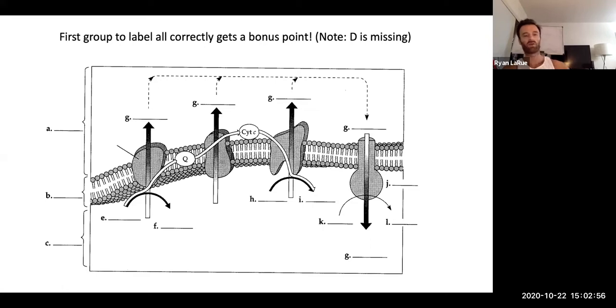basically in your notes, I want you to have A, B, C, there's no D, E, F, G, H, I, J, K, L. And I want you to try your best. I'm going to give you a few minutes to fill them in and label our electron transport chain. So I'll give you a few minutes to do that.